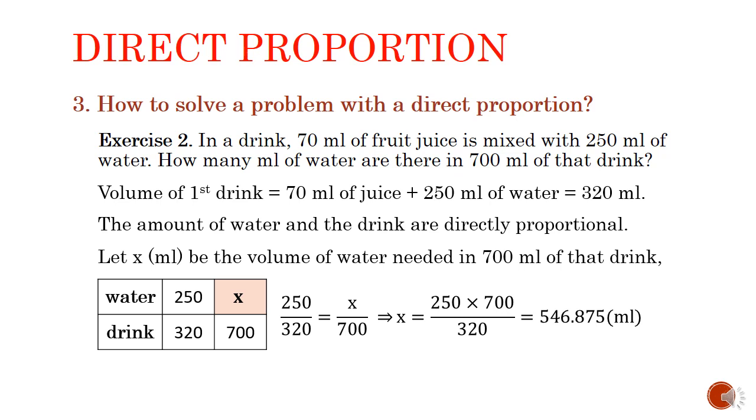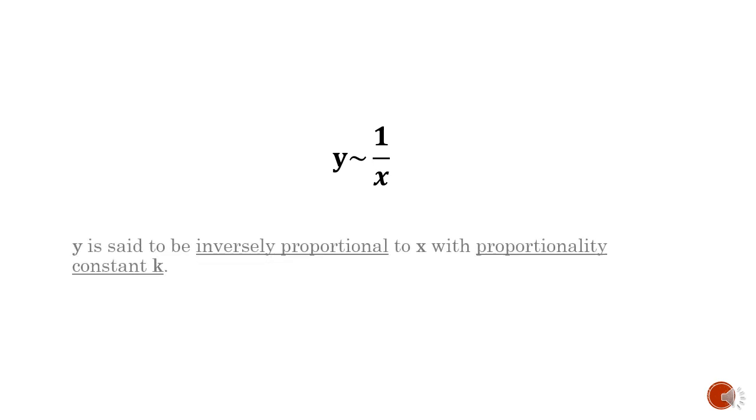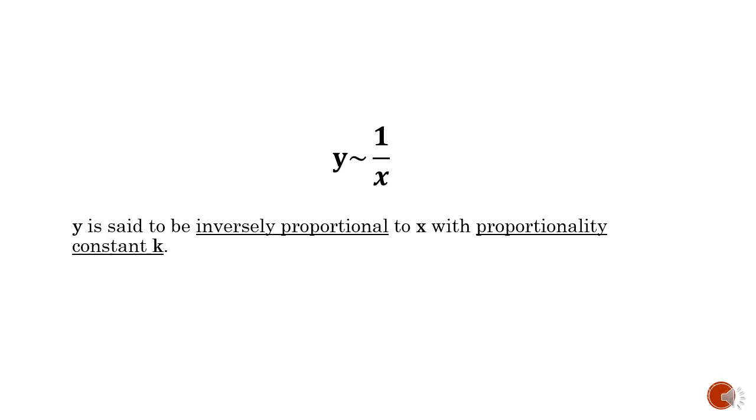Also, there are occasions when x and y are proportional, but y is directly proportional to the inverse of x instead of x. In this case, y is said to be inversely proportional to x with proportionality constant k, and this topic will be discussed further in the next videos.